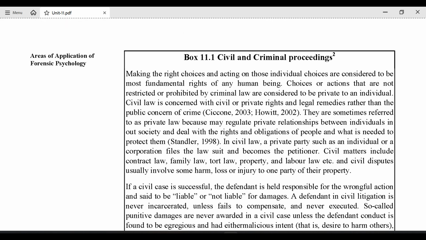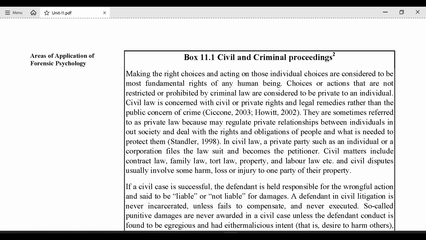Box 11.1 Civil and Criminal Proceedings. Making the right choices and acting on those individual choices are considered to be most fundamental rights of any human being. Choices or actions that are not restricted or prohibited by criminal law are considered to be private to an individual. Civil law is concerned with civil or private rights and legal remedies rather than the public concern of crime. They are sometimes referred to as private law because they regulate private relationships between individuals in our society and deal with the rights and obligations of people and what is needed to protect them.